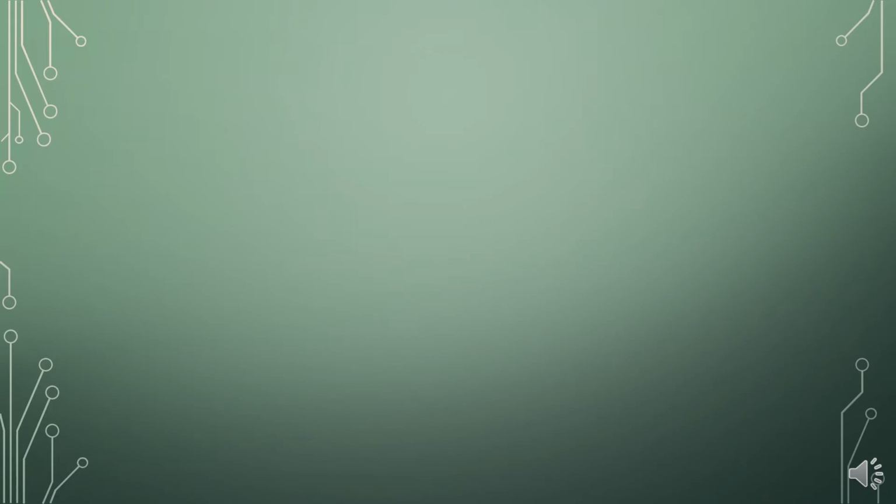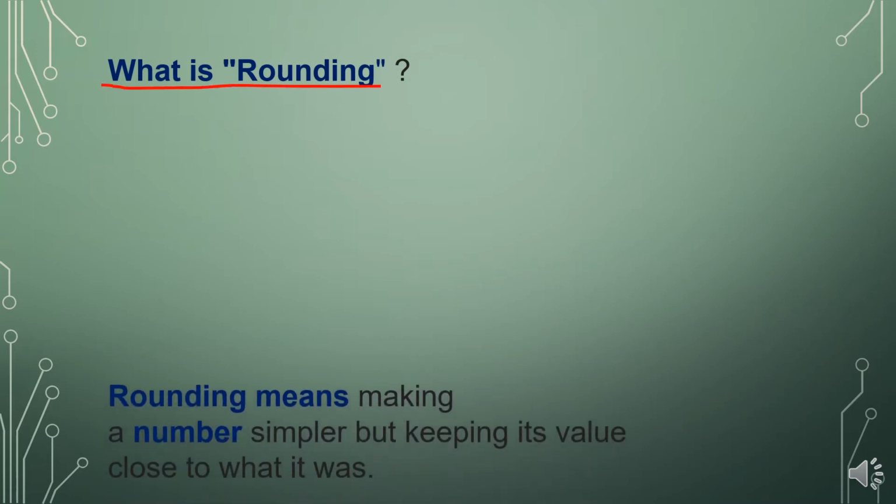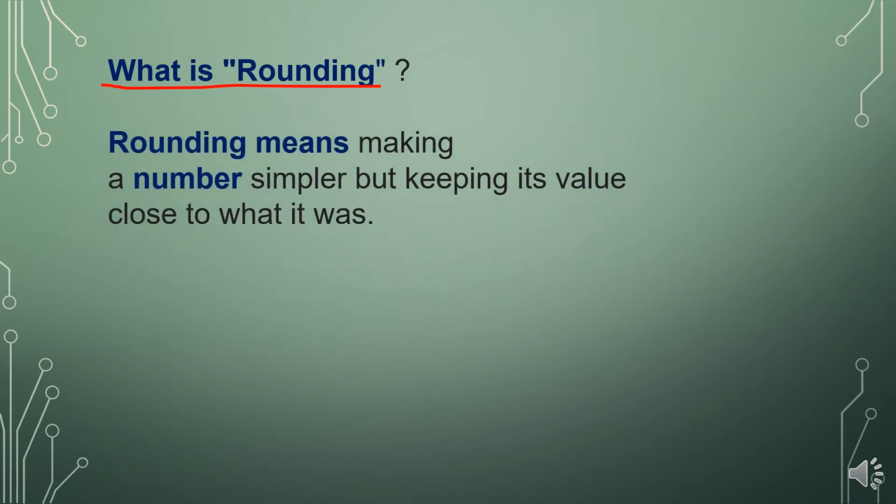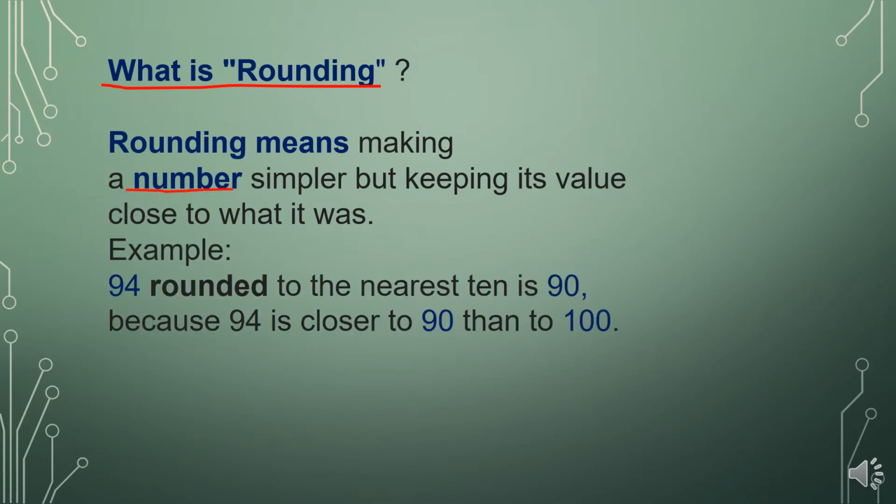We need to know the meaning of rounding. What is rounding? Rounding means making a number simpler but keeping its value close to what it was. For example, 94 rounded to the nearest 10 is 90 because 94 is closer to 90 than to 100.